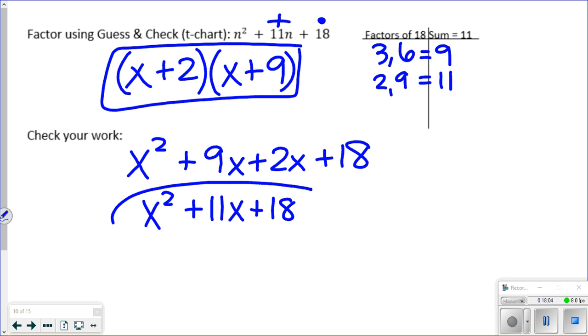Oops, and of course I used x's instead of n's. My bad. But hopefully you get the idea that it's the same. These technically should be n's. I totally neglected to look at the variable. So now you're going to have a worksheet. You can choose whether you want to use the box method, algebra tiles, or guess and check.